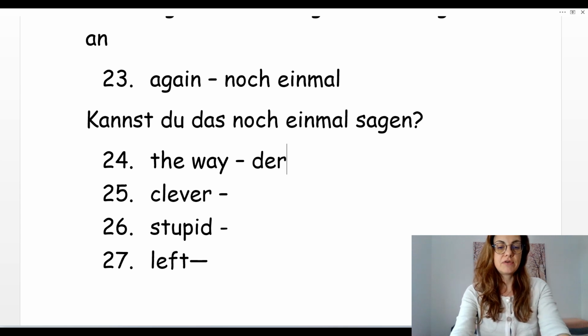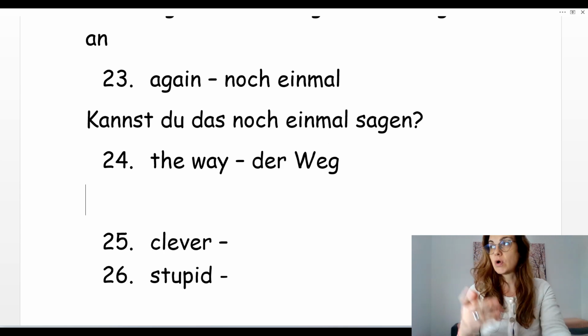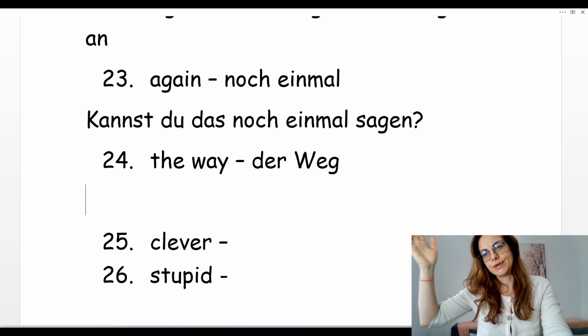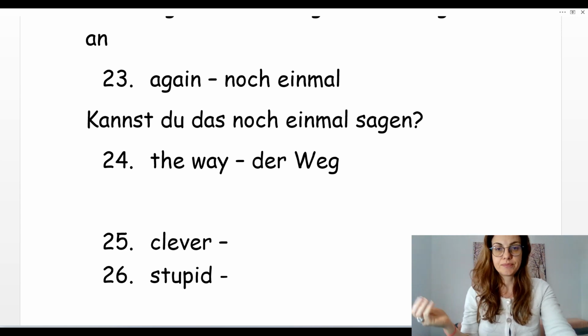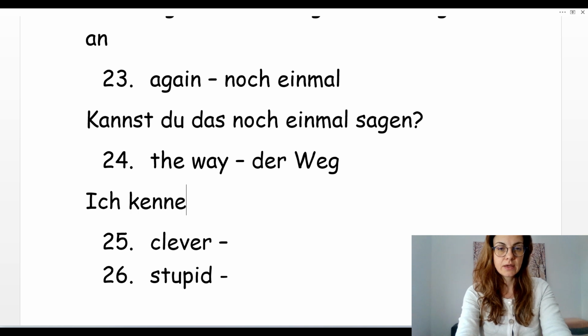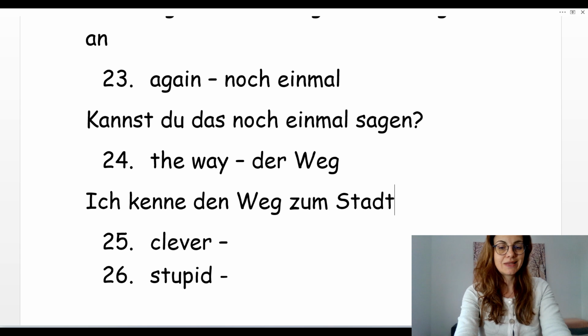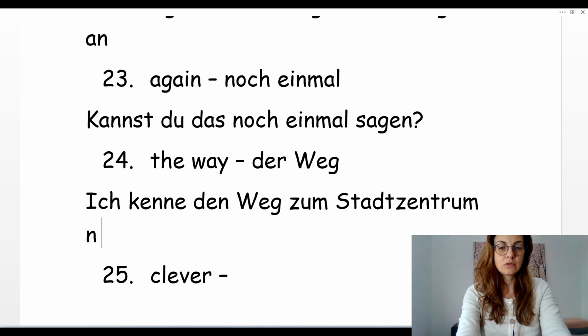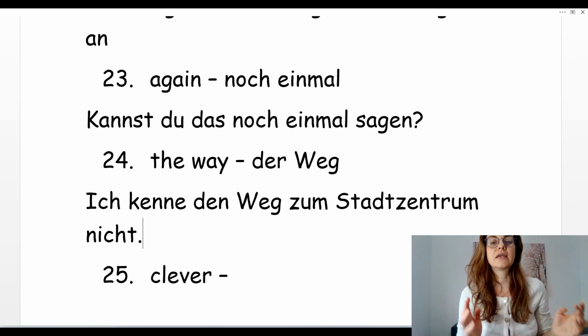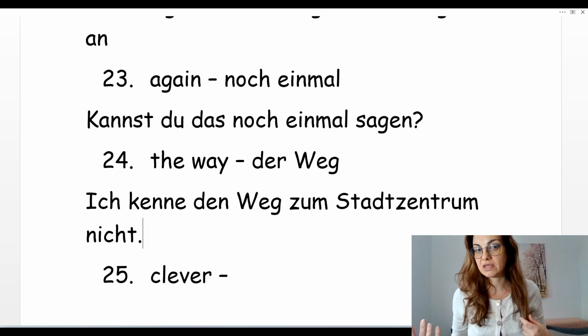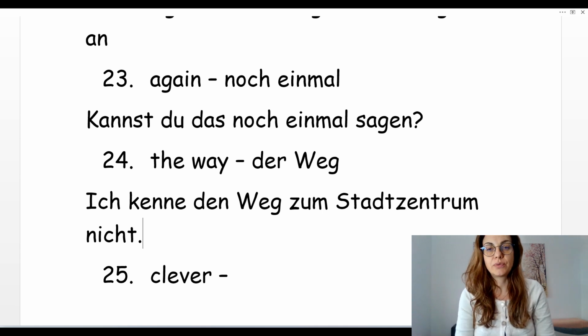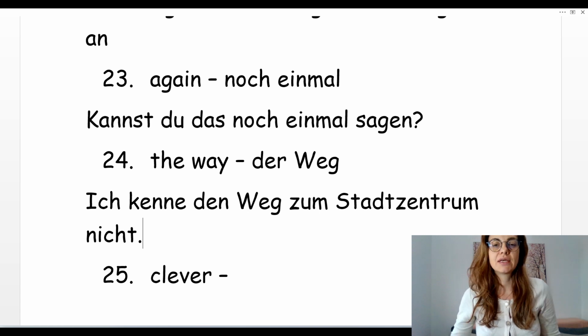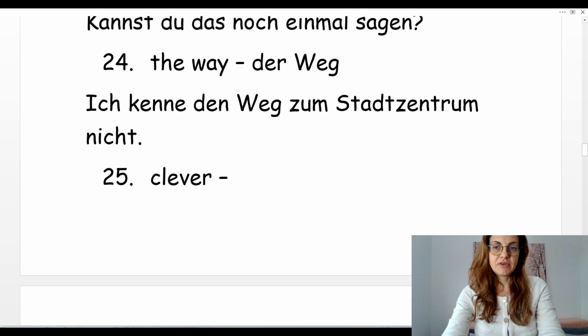Way is der Weg. Der Weg. So, I don't know the way to the city center. Ich kenne den Weg zum Stadtzentrum nicht. I don't know the way. Ich kenne den Weg nicht.